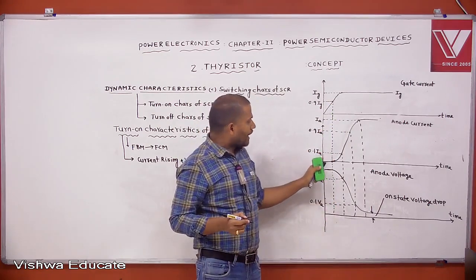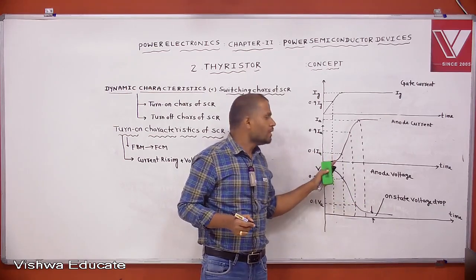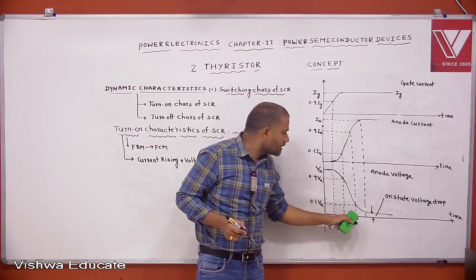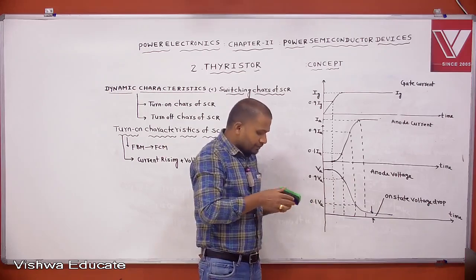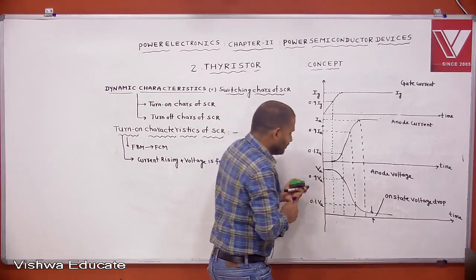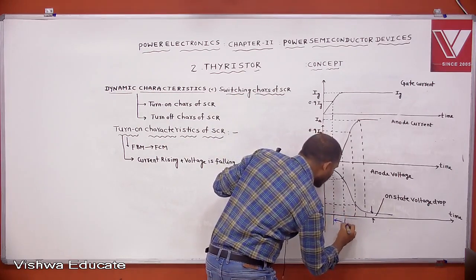I told you turn on is nothing but the current rising and the voltage falling. The current through the SCR is rising, and the voltage across the SCR is falling. Then this total time is nothing but the turn on time.